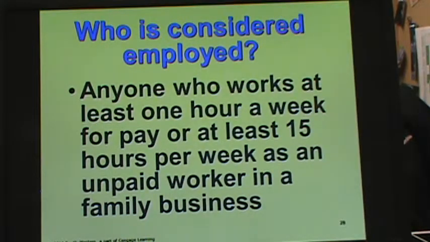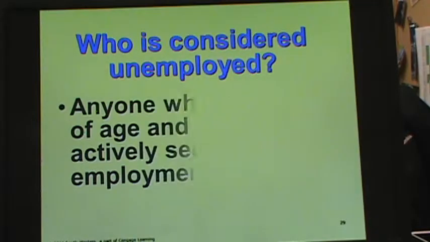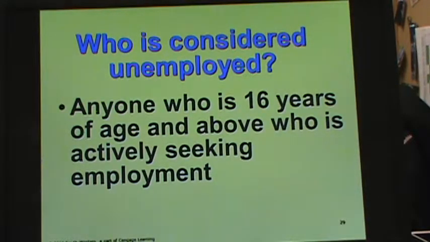People who are considered employed are anyone who works at least 1 hour a week for pay, or at least 15 hours per week as an unpaid worker in a family business. Anyone who is 16 years of age or above who is actively seeking employment is considered unemployed if they don't have a job.